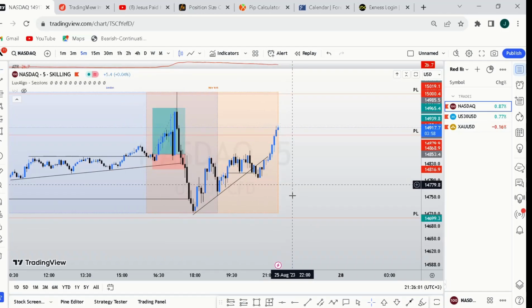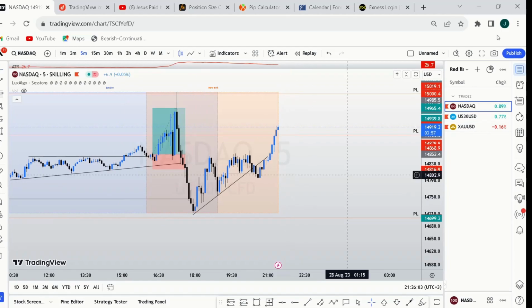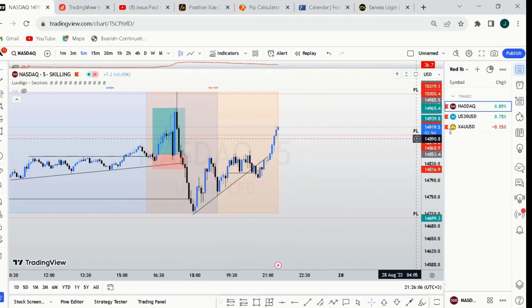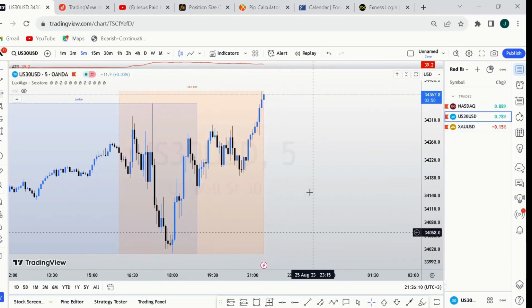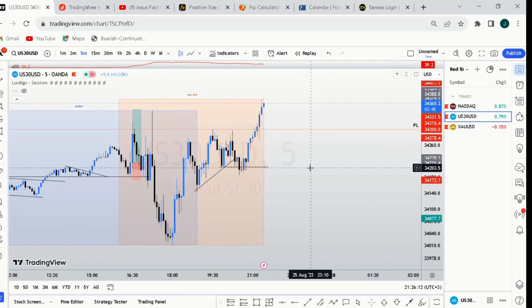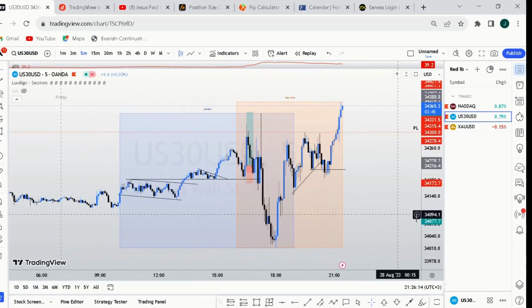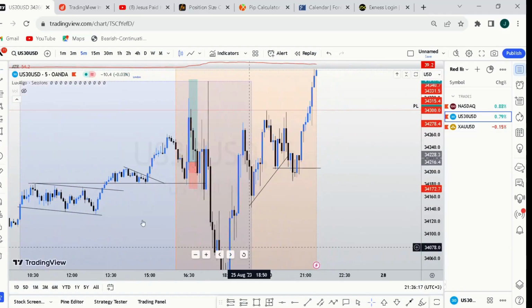Okay, guys, so those are the trades that I took on Nasdaq. Let me show you on US 30. I got one trade, I think. Got one trade on US 30, man. You can see here, let me be quick with this because I don't want to make this video too long.